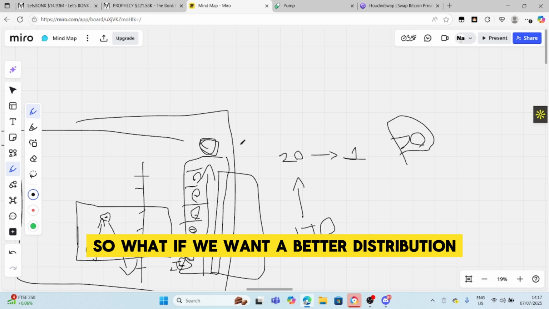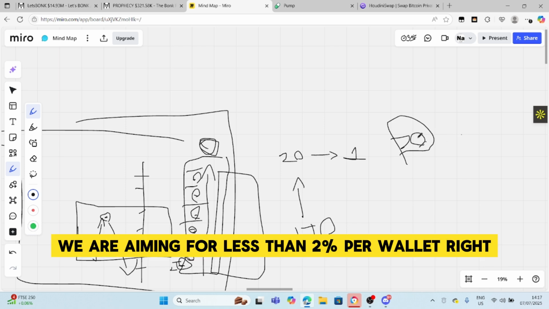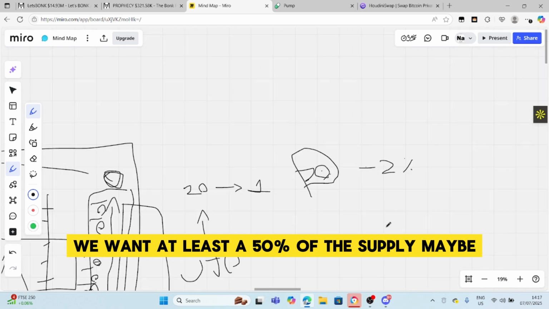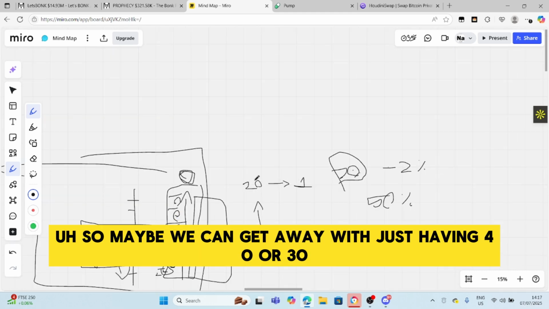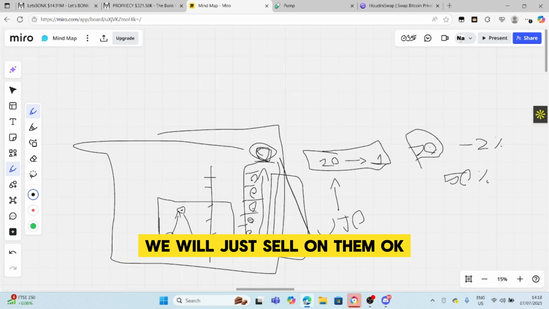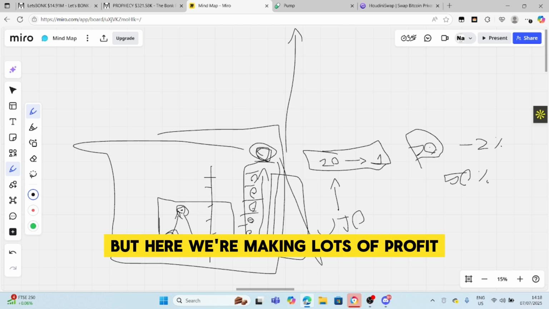So what if we want a better distribution? Because with 20 wallets, we are aiming for less than 2% per wallet, right? And ideally when we bundle, we want at least 50% of the supply, maybe. So maybe we can get away with just having 40 or 30, but if someone buys right after our bundle, we will just sell on them, because we want to bundle again. So it's the same method as this, but here we're making lots of profit.